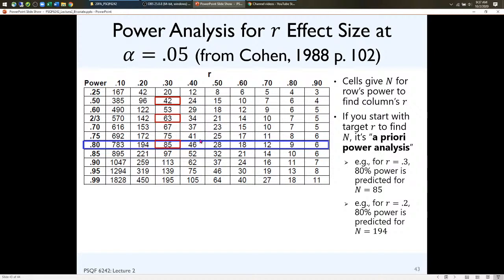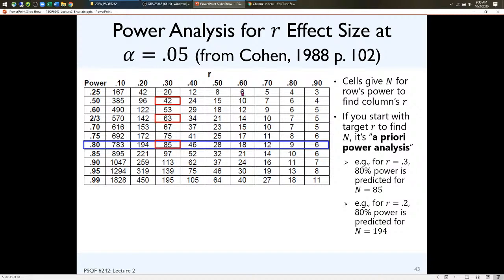So if you look at the numbers in this table, you'll see that the sample size increases exponentially as you move to the bottom left here for smaller effect sizes at higher levels of power. So this is all well and good, but this is not typically how it happens in the real world.